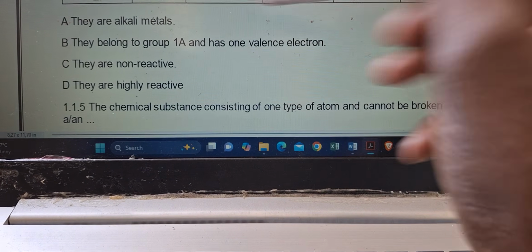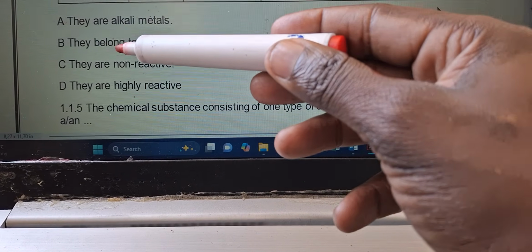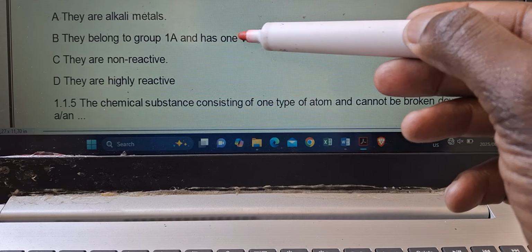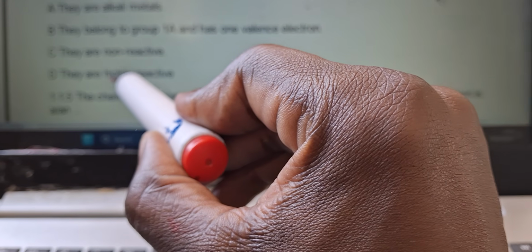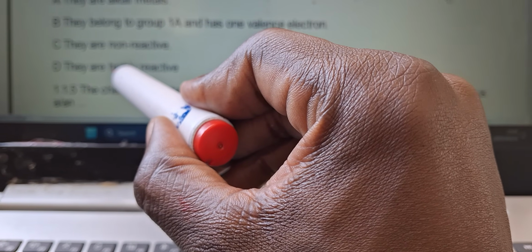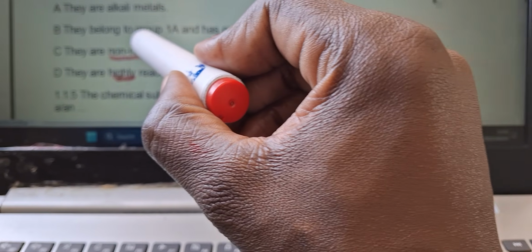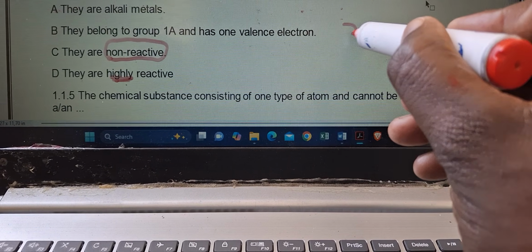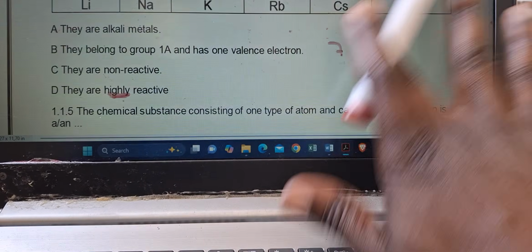So which statement here applies to these elements in group 1? They are alkali or does not apply. These are alkali metals. Yes, they are in group 1. They belong to group 1A and have 1 valence electron. Yes, it's true. And I said these elements are highly reactive. So the one that does not apply to this one is C. Only elements in group 7 and 8 are non-reactive. They are halogens and the noble gases.